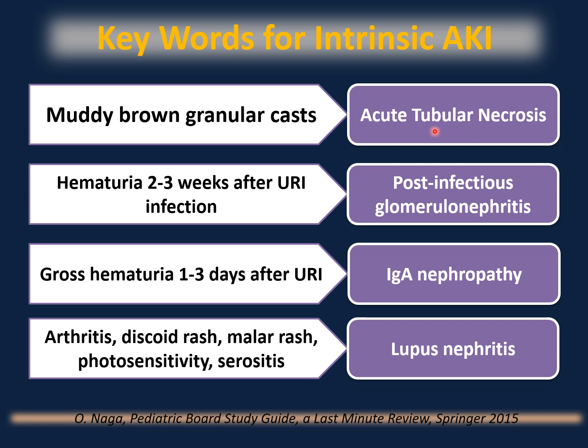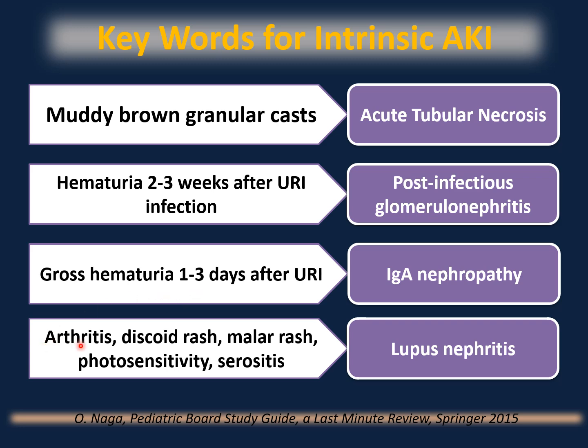So by treating a pre-renal condition on time, you may save the patient from developing acute tubular necrosis and damage to the renal tubules. If you have a patient with hematuria, dark brown or tea-colored urine, and hypertension, developed 2 to 3 weeks after URI or streptococcal infection, this is post-infectious glomerulonephritis. In this case, C3 will be low and C4 will be normal. If you have a patient with gross hematuria 1 to 3 days after or during URI or upper respiratory tract infection, this is IgA nephropathy. If you do C3 and C4, they will both be normal.